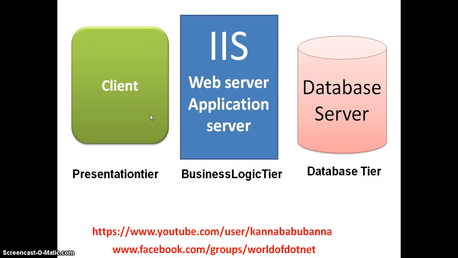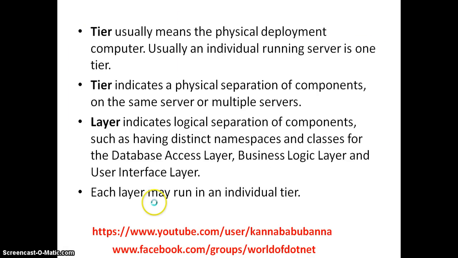So here how many servers are there? Three different servers. One is the database tier, another is the business logic tier, and another is the presentation tier. So a tier is nothing but an individual running machine. Is it clear? Now what is a layer?